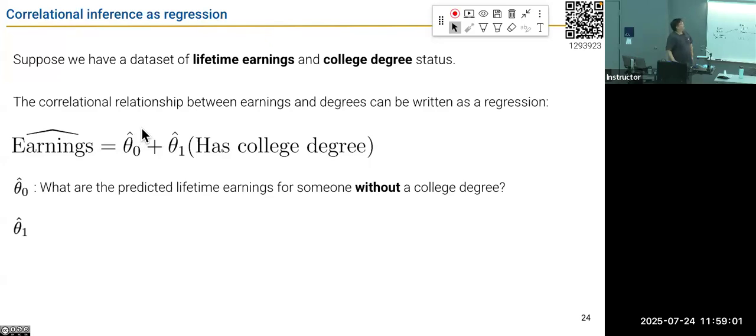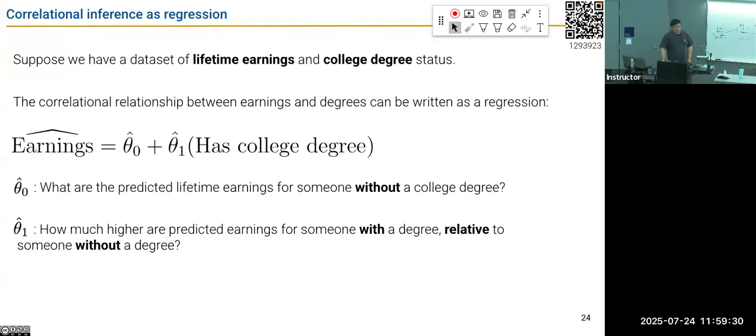Okay. What about theta 1 hat then? Well, you can imagine, one person has no college degree, the other person has a college degree. The prediction for the person without a college degree will just be theta naught hat, and the prediction for the person with a college degree would be theta naught hat plus theta 1 hat. So you have this extra theta 1 hat term for people that have college degrees. So one way to interpret theta 1 hat is how much higher are the predicted earnings for someone with a degree compared to someone without.